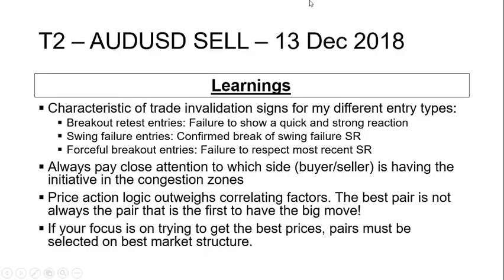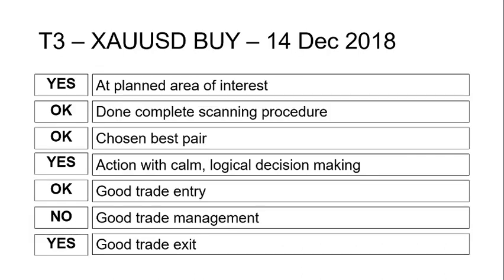So those were the key learnings. Price action or logic outweighs the correlating factors. The best pair is not always the pair that is the first to have the big move. And if the focus is on trying to get the best prices, the pairs must be selected on the best market structure, not on correlation factors so much. That's what I found anyway.